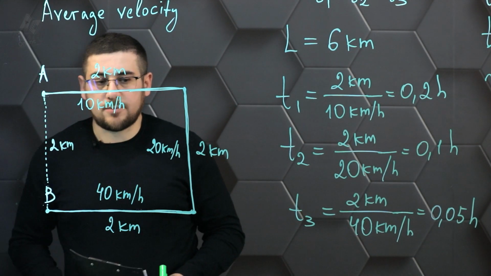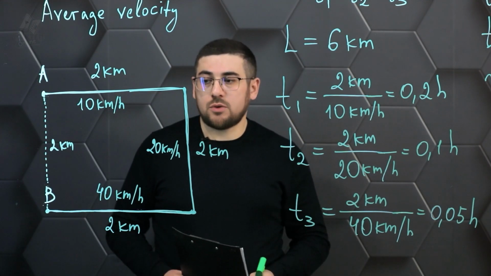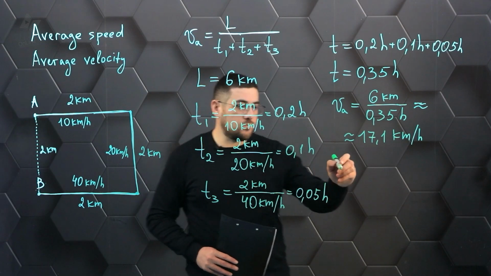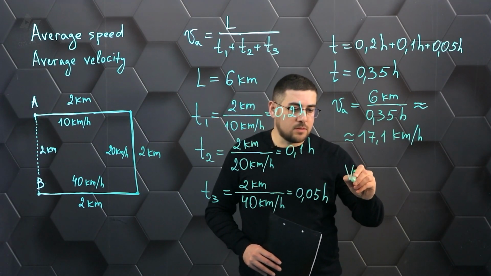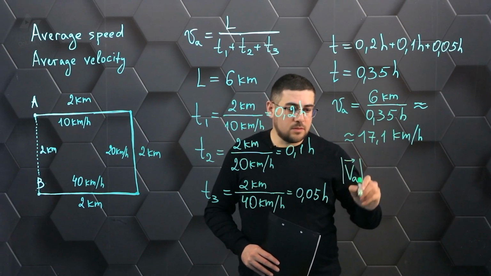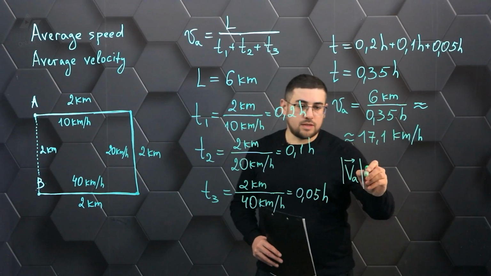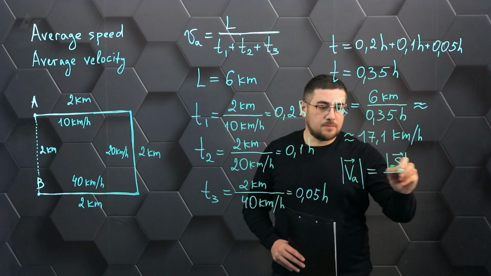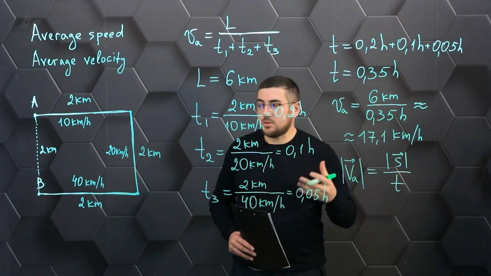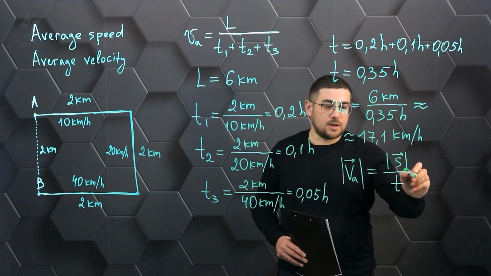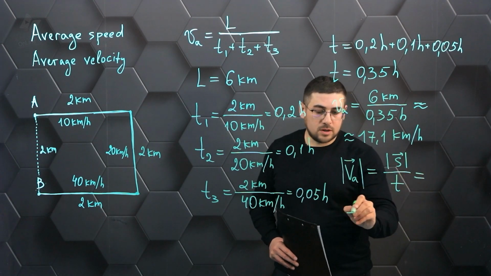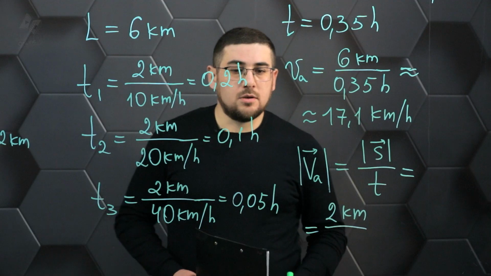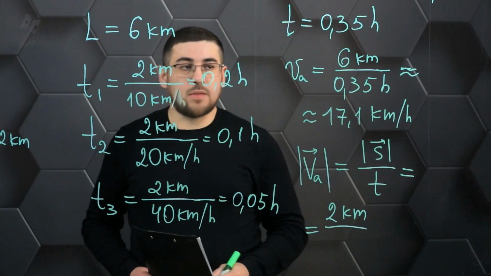And now our task is to calculate the average velocity, taking into account its direction. Let's write down the formula for average velocity. So the modulus of the average velocity taking into account the direction, we calculate as the ratio of the displacement made by the time for which the body has made this displacement. Here we see that the displacement is 2 kilometers. The time for which this displacement was made is still 0.35 of an hour.